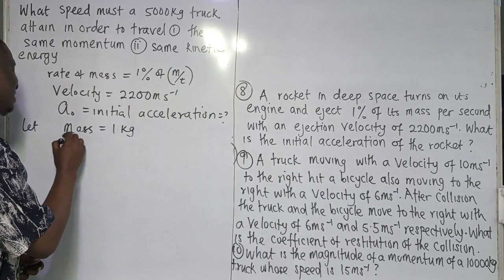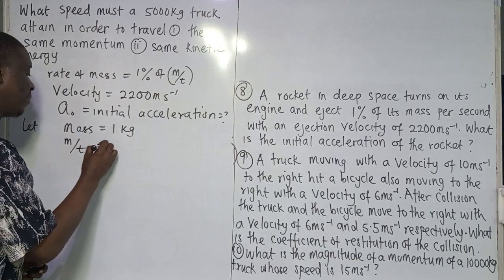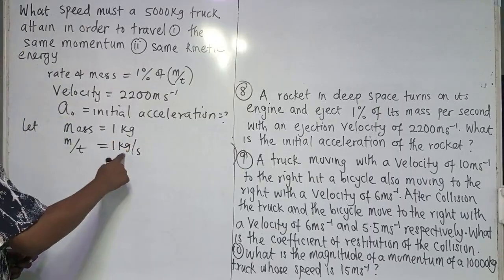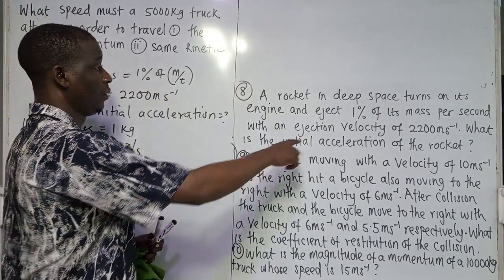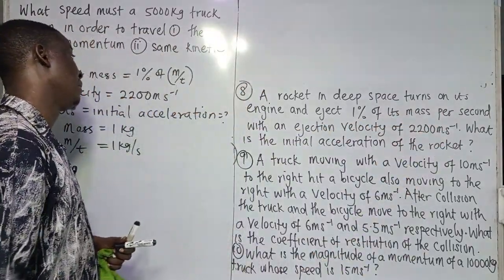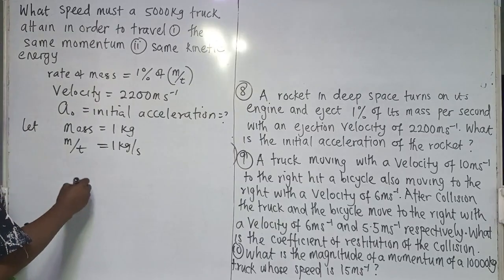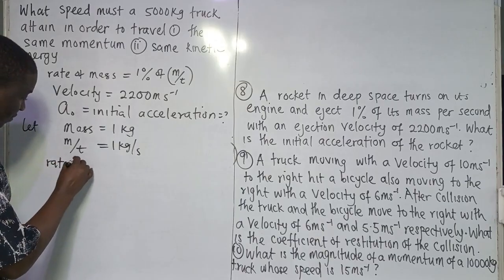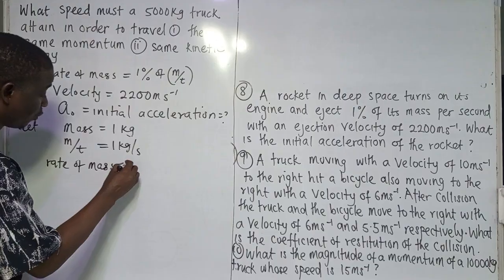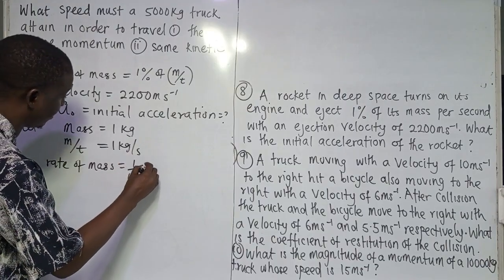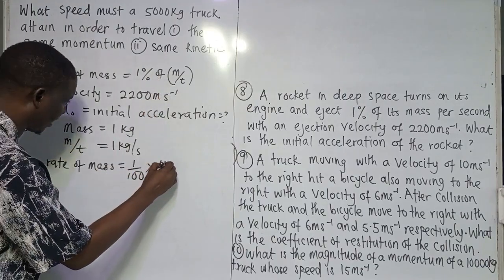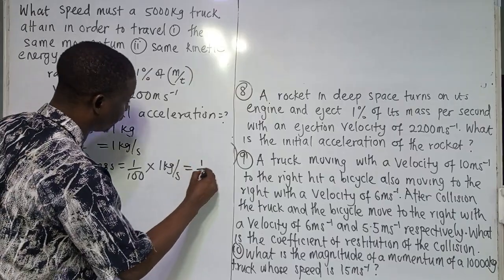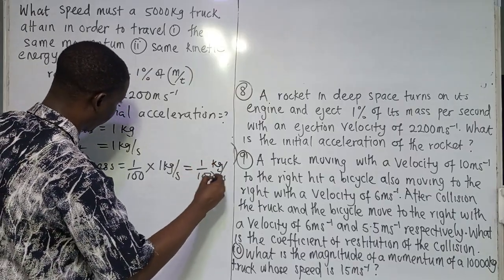So if the mass is 1 kilogram, then let's take what? Mass per unit time as 1 kilogram per second. So the rate of mass will also be taken as 1 kilogram per second. So therefore, if you multiply, what is 1%? So the rate of mass now will be 1% is what? 1 over 100 times 1 kilogram per second. So that will now be 1 over 100 kilogram per second.